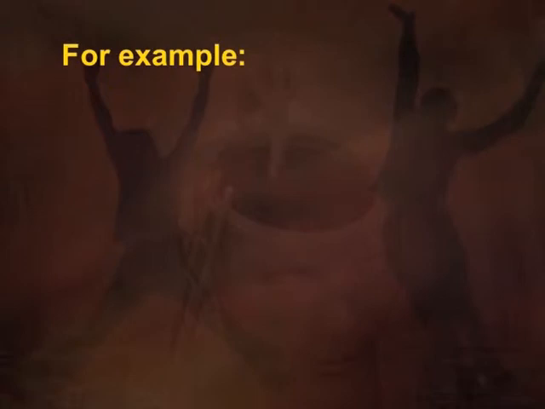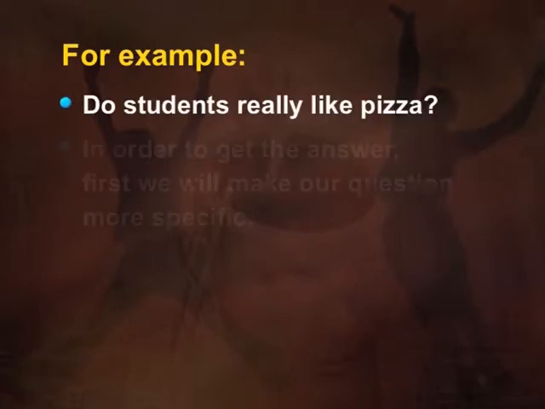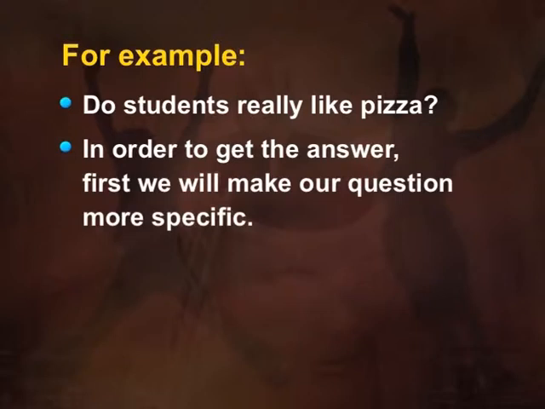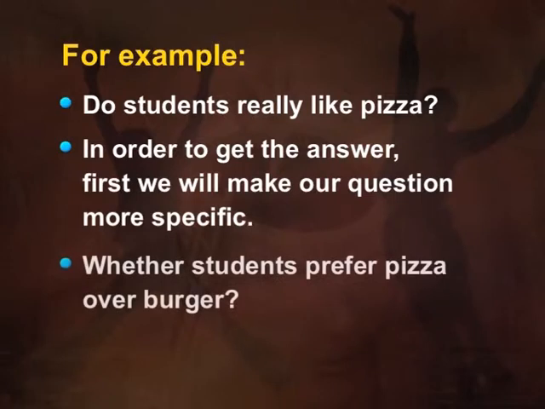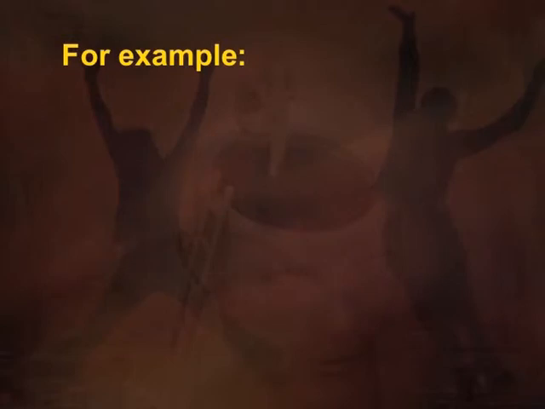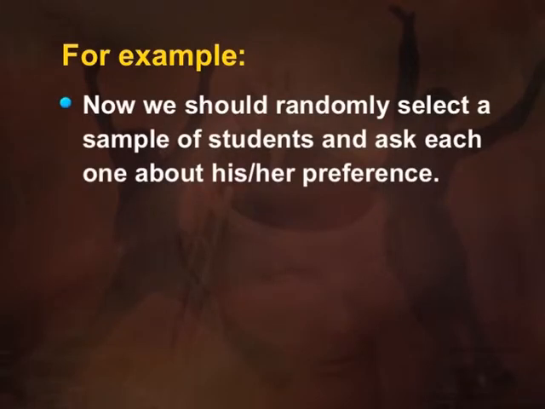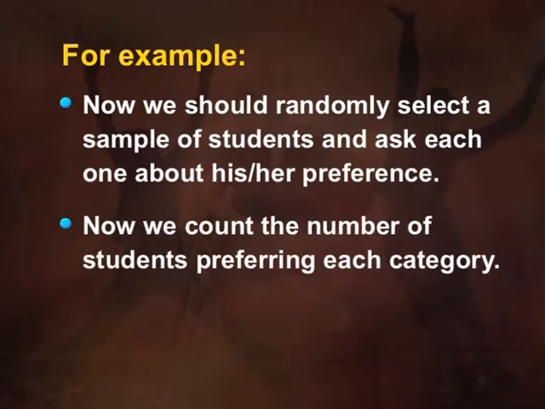For example, do students really like pizza? In order to get the answer, first we will make our question more specific, whether students prefer pizza over burger. Now we should randomly select a sample of students and ask each one about his or her preference. Now we count the number of students preferring each category. These data are not measures and therefore means cannot be calculated.